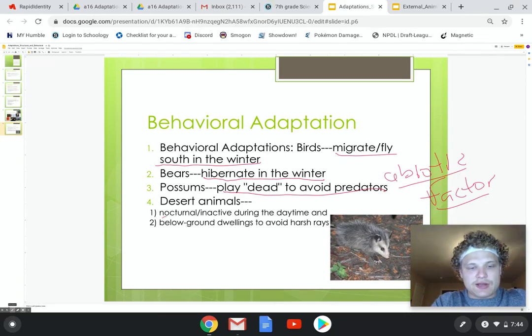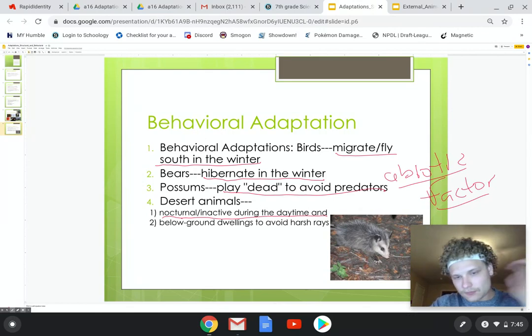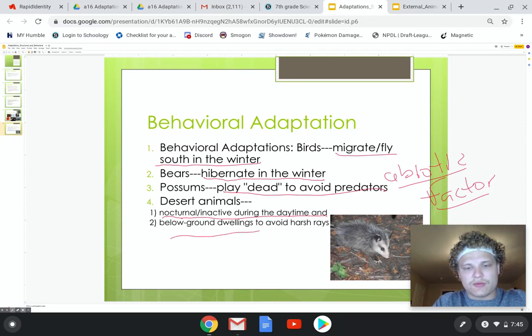Desert animals not going out in the daytime when it's super, super hot. Nocturnal or inactive during the daytime. That's a pretty good one. And then below ground dwellings to avoid the harsh sun rays. Remember, the sun's rays can be damaging to your body.